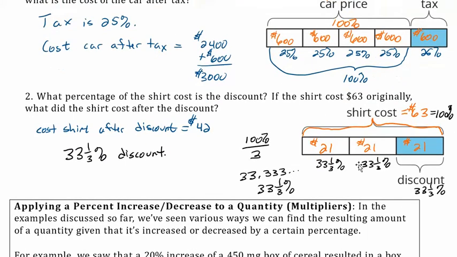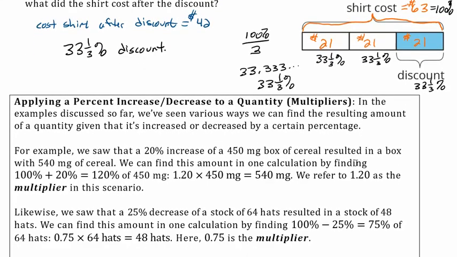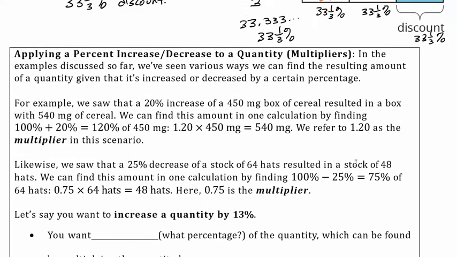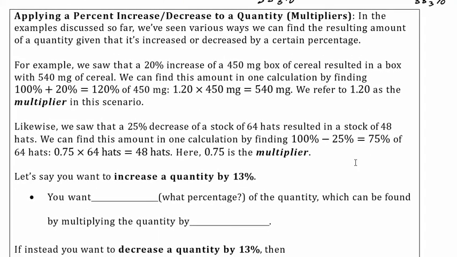The next box is going to talk about something that's super important, which is the idea of a multiplier. We're going to be using this a lot, so we really want to make sure we understand this idea of a multiplier. In the examples we've looked at so far, we've seen various ways that we can find the resulting amount of a quantity that's increased or decreased by a certain percent.